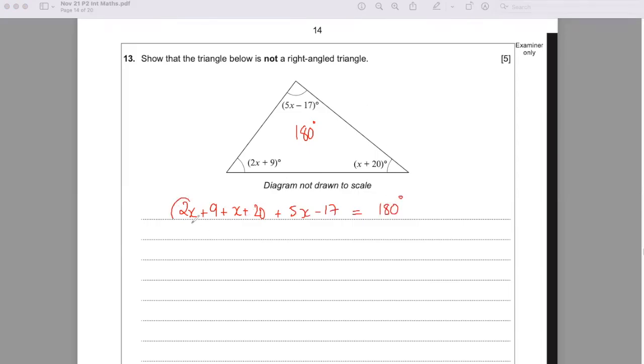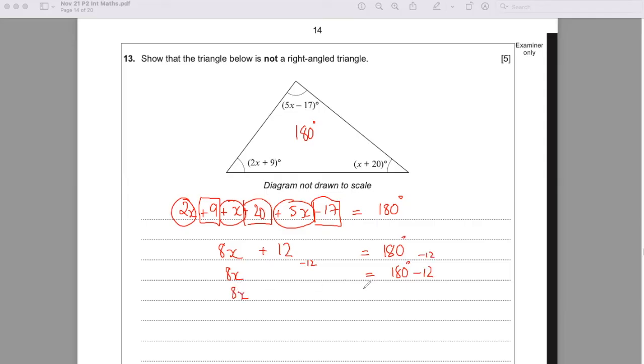Collect all the like terms. So 2x plus x plus 5x, that'll give you 8x, okay? And then plus 9 plus 20 minus 17. Put all that in your calculator, and that should be plus 12 equals 180 degrees. And then 8x, just solve it, take away 12 on both sides. And then you've got 8x equals 168. And then you divide by 8 on both sides. Okay, and then you've got x equal to 21.